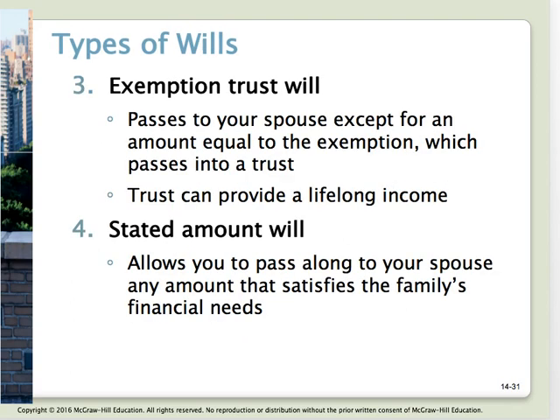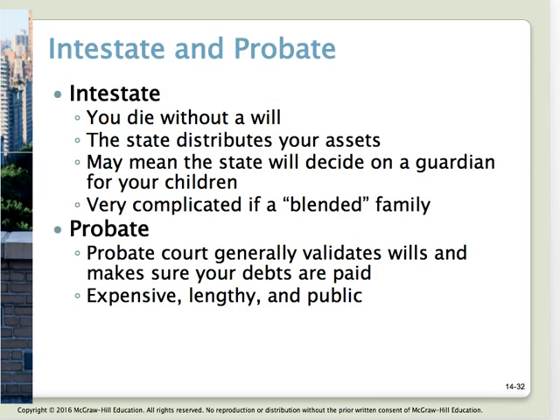The third type is an exemption trust will. Under this type of will, everything passes to your spouse with the exception of an amount equal to the exemption, which goes to a trust. And then the fourth kind is a stated amount will, which allows you to pass to your spouse any amount that satisfies your objectives. And we've already talked about dying without a will, which is known as intestate.